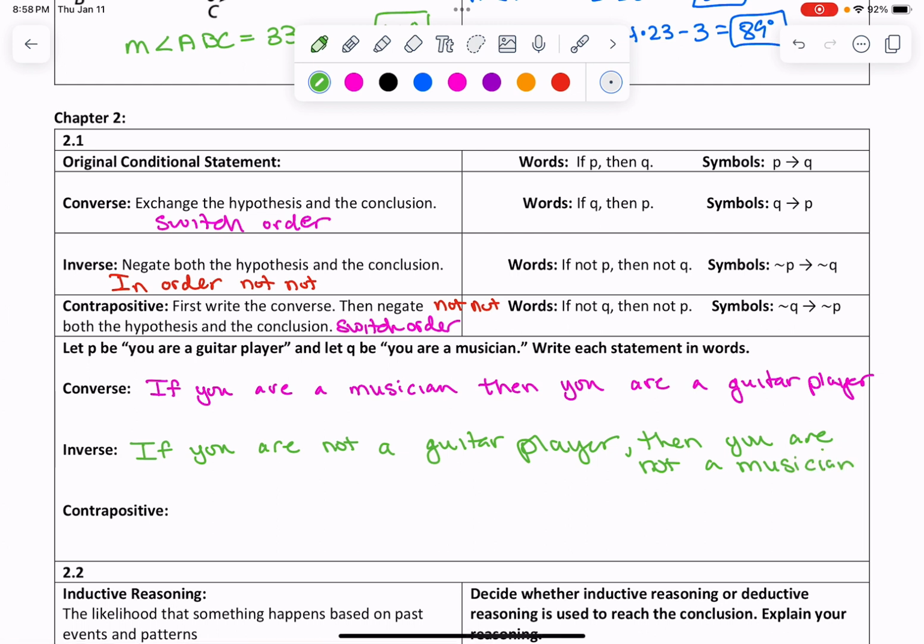The contrapositive is switching the order and not. So we start with the conclusion. If you are not a musician, then you are not a guitar player.